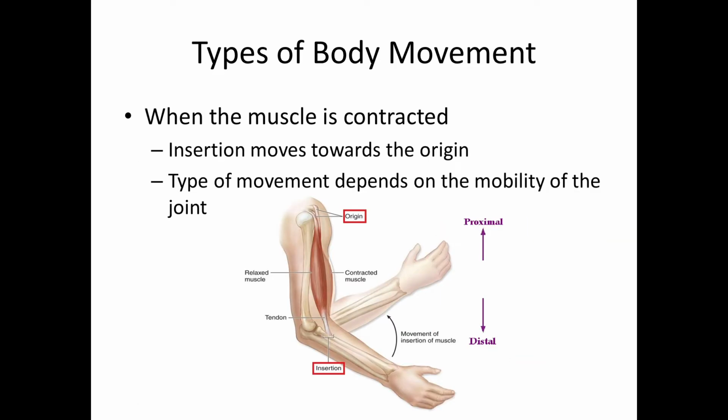So we see muscle movement is going to occur when this muscle starts to contract. When the muscle contracts, the insertion is going to move towards the origin. And this type of movement is going to depend on the type of joint that we have between these bones.